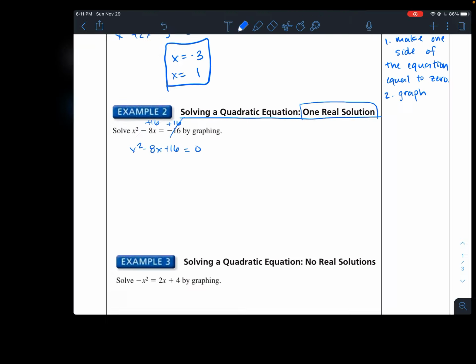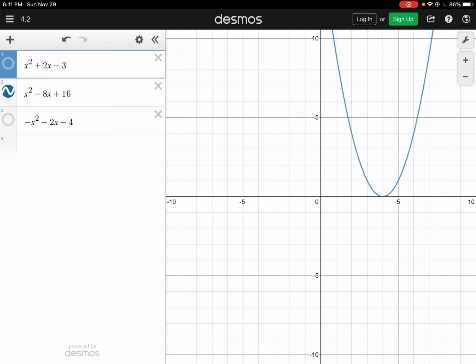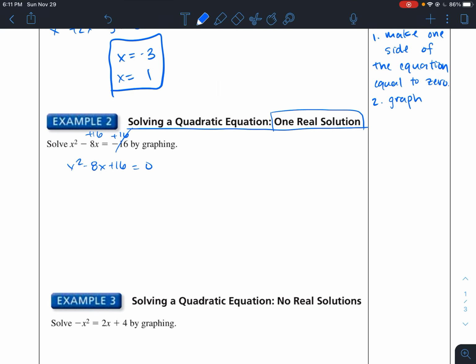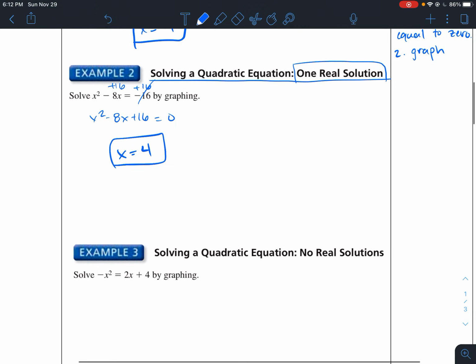So when I have that, let's graph it here. Okay, so you see that it only just touches the x-axis right there. So there's only one solution, and that solution is x is equal to 4. There you go. So only one solution there.